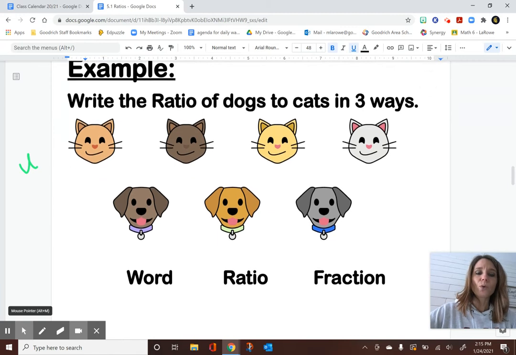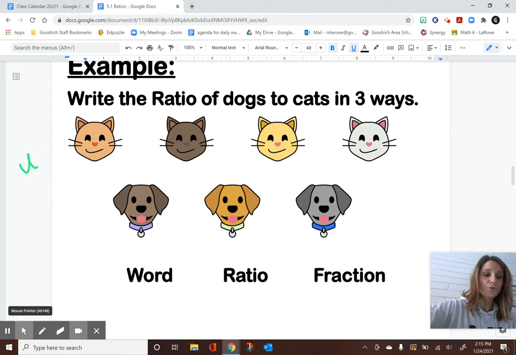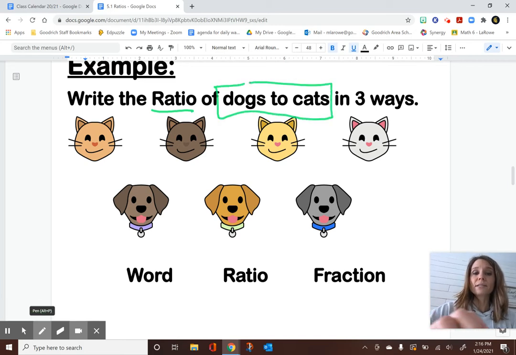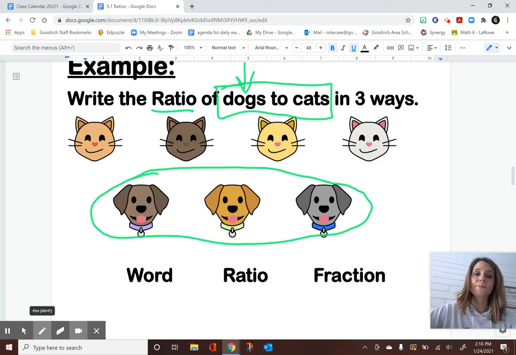So now we're going to practice writing these. Remember, there's 3 different ways. The 3 different ways are listed down here. We want to write the ratio or compare dogs to cats. So with ratios, the way it's asked for is the order you want to give it. Because dogs were asked for first, we're going to count the dogs first. And I see that there's 3 dogs. So the word form will have 3, the ratio form will have 3, and the fraction form will have a 3 numerator.